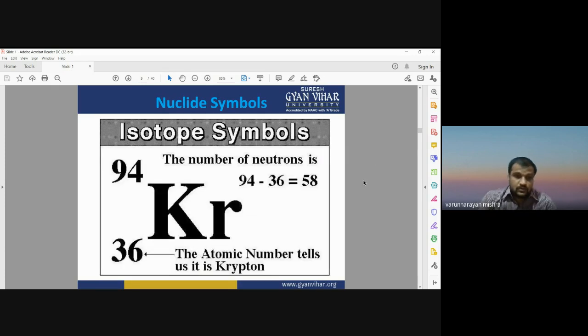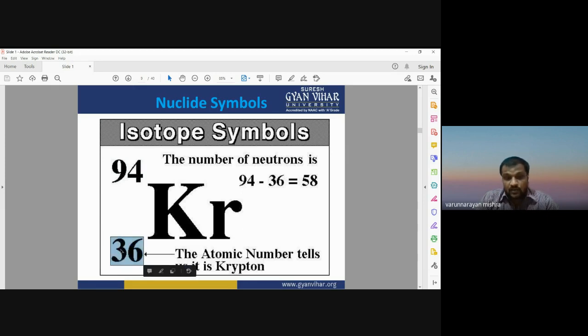Here you see this is an element, Kr, krypton. Krypton is an element. Here 94 represents the total number of protons plus total number of neutrons, that is the mass number of the element. Here 36 is only the total number of protons.